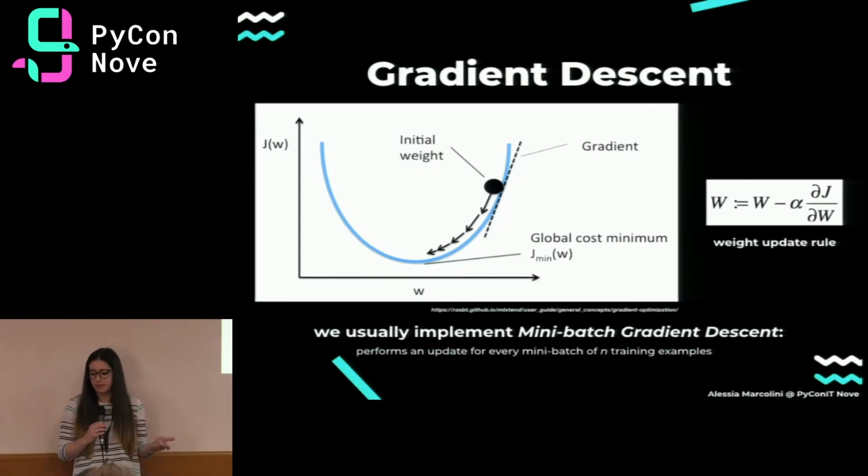At each step, we update our weights following the rule on the right. The new weight is the old weight minus the gradient, so the direction we found to be steepest, multiplied by a parameter called the learning rate. This process ends when you reach the minimum loss.